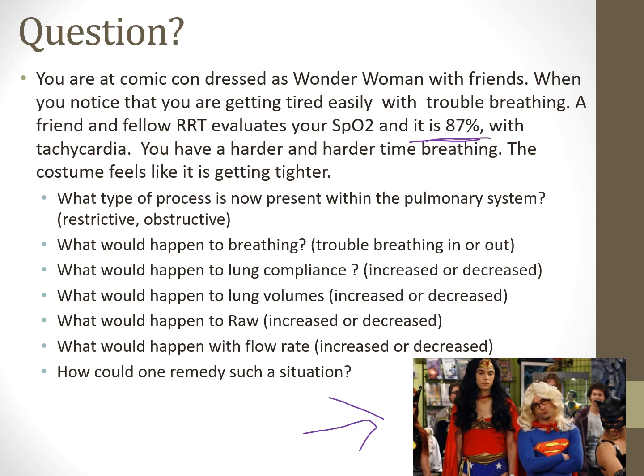So now I'm going to ask you these questions. What type of process is now present with the pulmonary system? Restrictive or obstructive? If it's a really tight costume that's going on here, is that an issue with the conducting zone, your trachea, your bronchi, all those cartilaginous airways? Or is it an issue with your respiratory zone being restrictive or squished in?